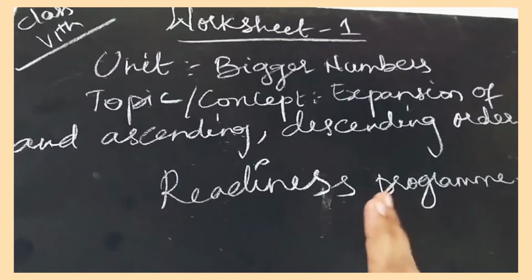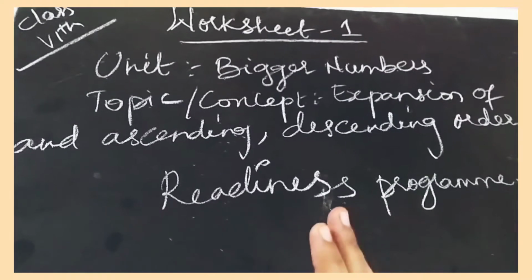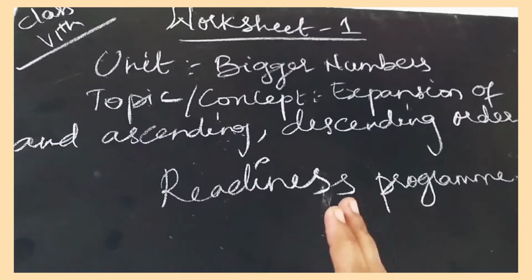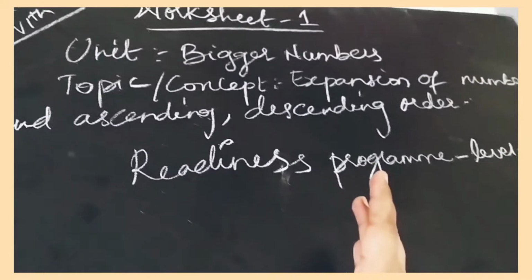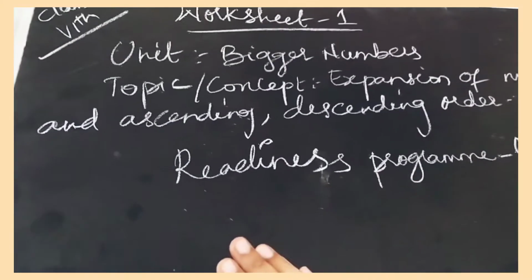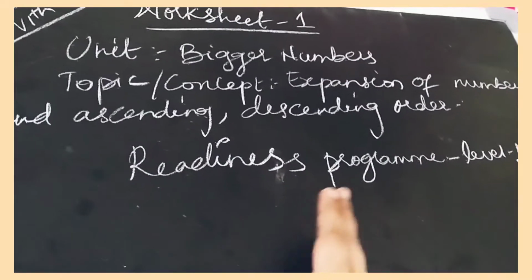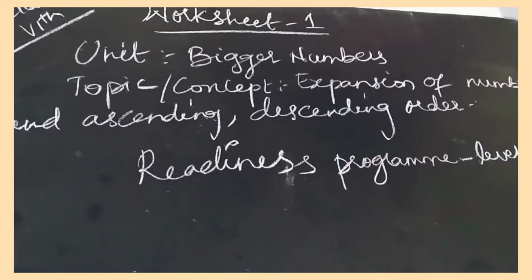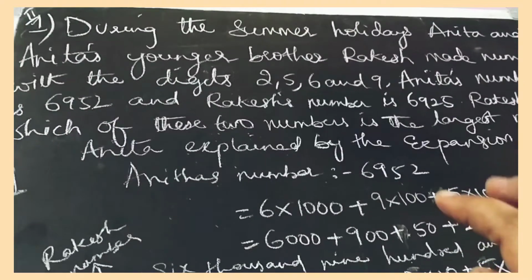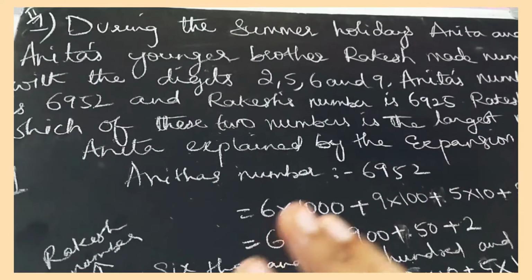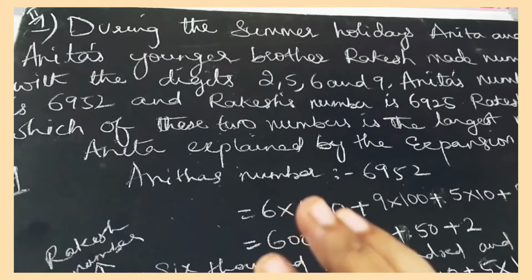I'm starting worksheet 1. The unit is Bigger Numbers, and the topic is expansion of numbers and ascending and descending order. This is a readiness program of level 1. In the first section, learning outcomes are there; in the second section, conceptual understanding is there.